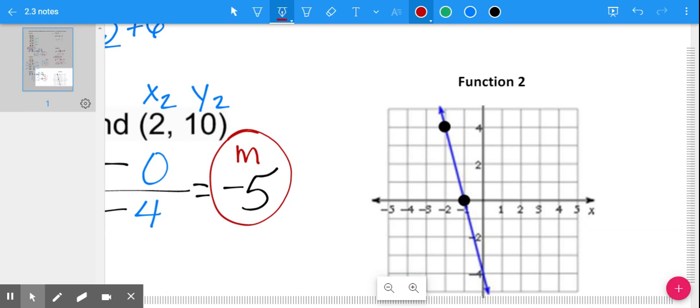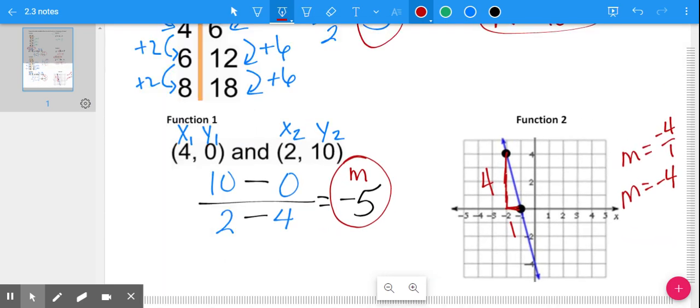Then if we look at our graph, we know we're going down and to the right. So we went down 4 to the right 1, which means it has a slope of negative 4 over 1, which is the same as negative 4. So the 5 is the steeper slope, so function 1 has the greater rate of change.